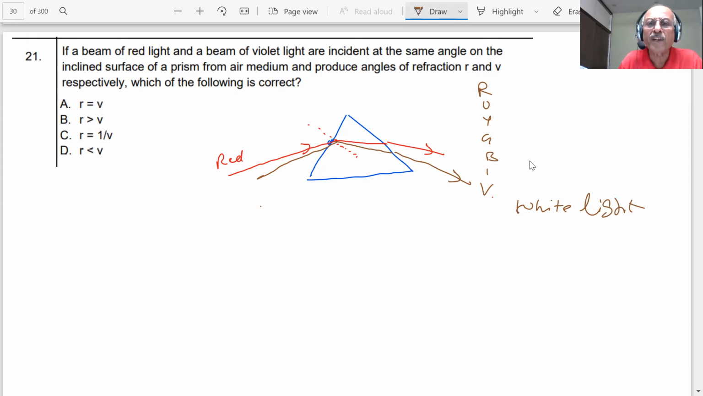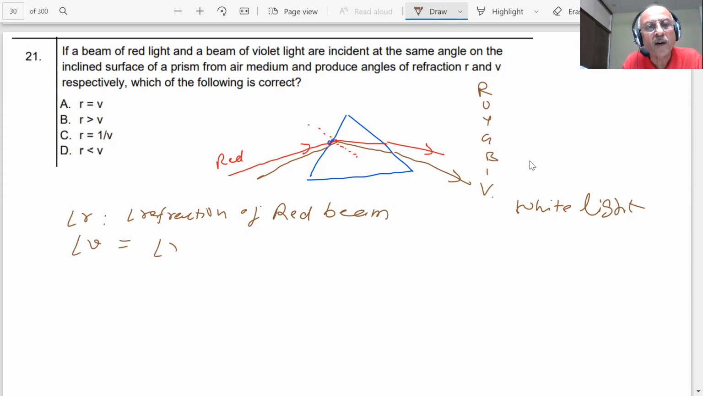So what is happening, student? What I am trying to tell you: angle R is the angle of refraction of the red beam, and angle V is the angle of refraction of the violet light.